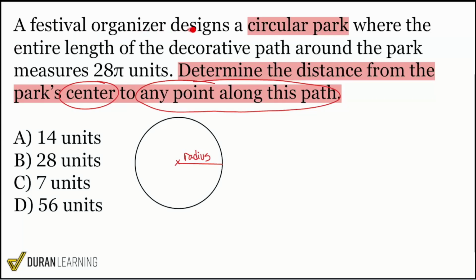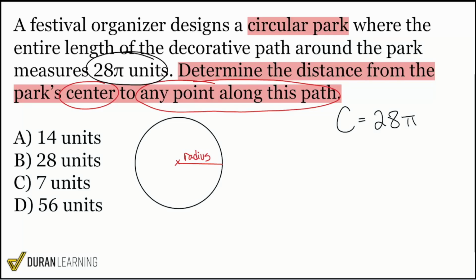A festival organizer designs a circular park where the entire length of the decorative path measures 28 pi units. Again, the entire length of the path around the park. My party people, what are we talking about there? If the entire path is decorated all the way around, exactly, we're talking about circumference. So that's how we know that the number they give us here, the 28 pi units, is circumference.